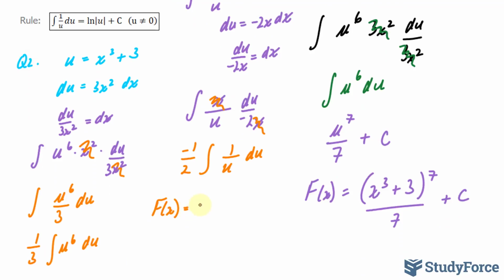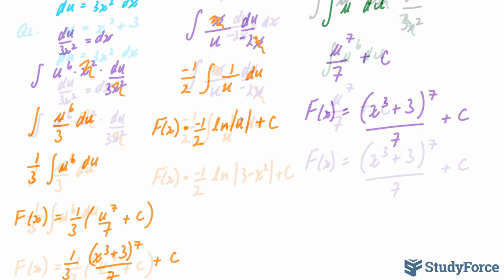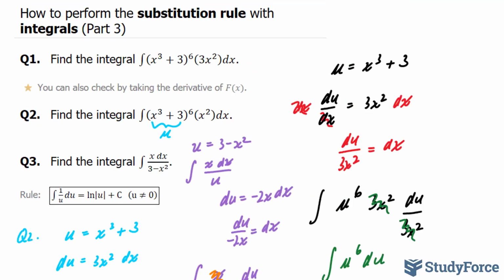And now I can use this property to finish this off, where I have big F at x is equal to negative 1 over 2 ln of the absolute value of u, plus c. Also keep in mind that u is equal to 3 minus x squared. So let's replace u with 3 minus x squared. And there you have it. 3 more examples on how to perform the substitution rule with integrals.